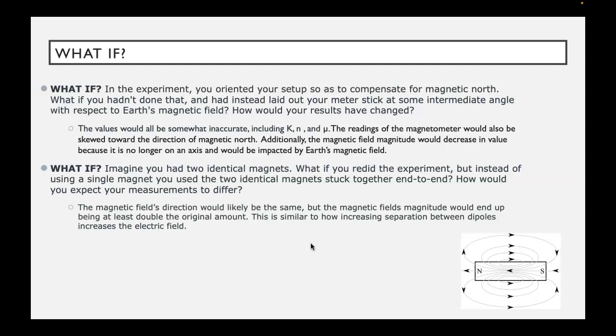For our second question, the magnetic field's direction would likely be the same, but the magnetic field's magnitude would end up being at least double the original amount. This is similar to how increasing separation between dipoles increases the electric field.